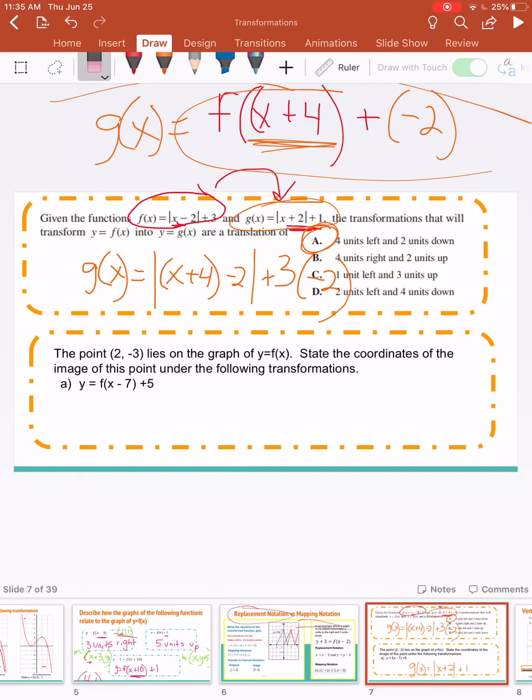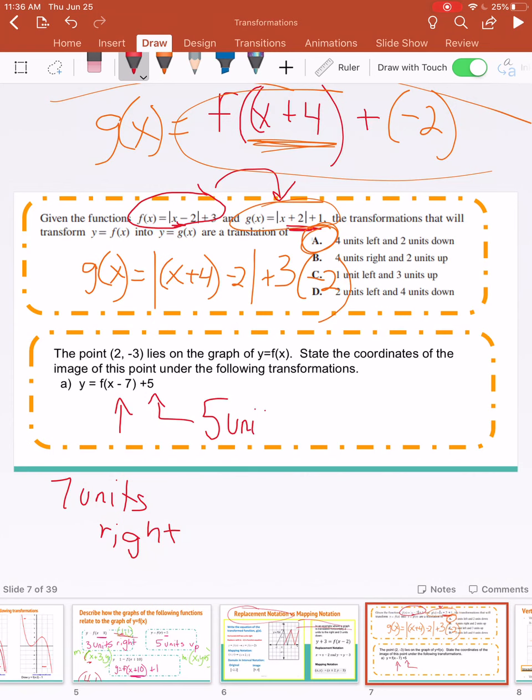All right, next question. This next one's a little easier. That last one, you have to do a little bit of backwards thinking, so it is more of a problem-solving question that requires that thinking cap. So the point 2, negative 3 lies on the graph y equals f of x. State the coordinates of the image of this point under the following transformations. So we know this means the graph is going to move 7 units right. This means the graph is going to move 5 units up.